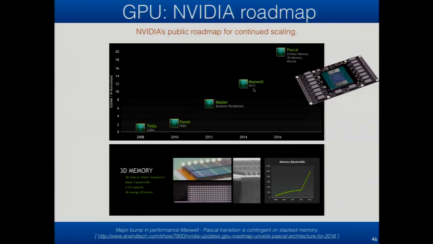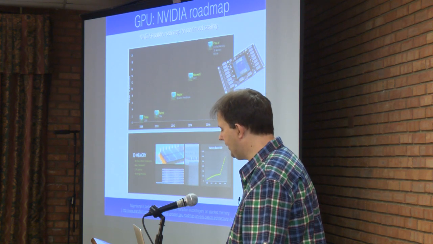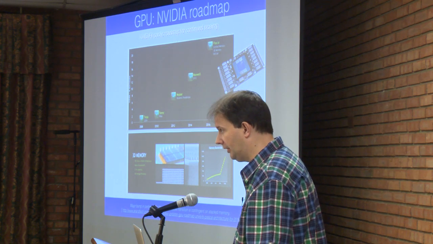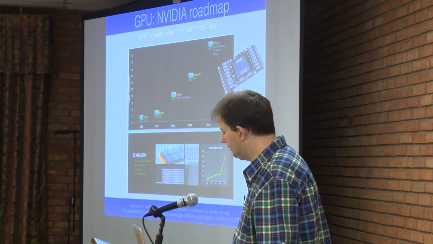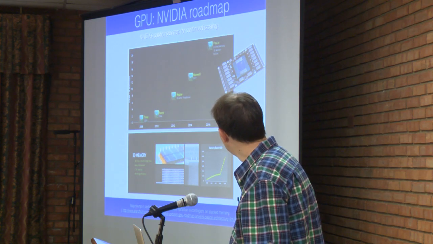So Maxwell's not really even fully through its design cycle, but they're already projecting Pascal. Pascal will use stacked memory, and this will help improve memory latency issues. I'm not sure exactly how they're going to cool this thing. They're also going to move away to some extent from the standard PCI Express interface, because that's also a rather problematic bottleneck. And they'll be using their own interface, which in itself could cause problems.